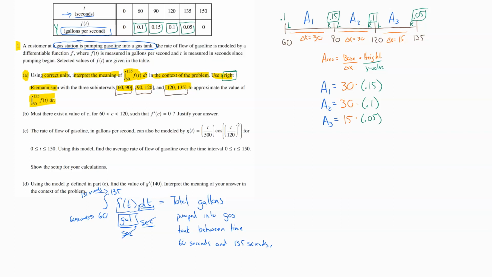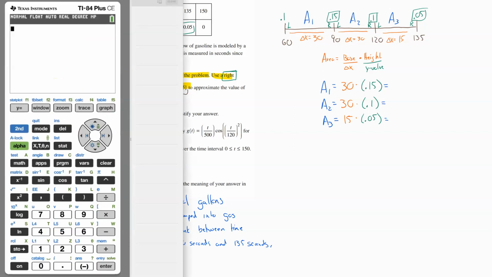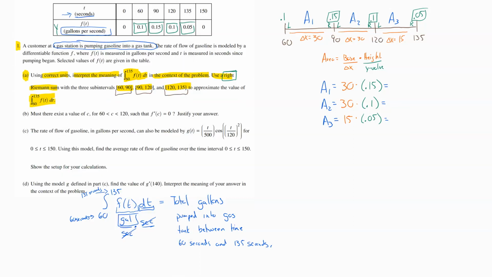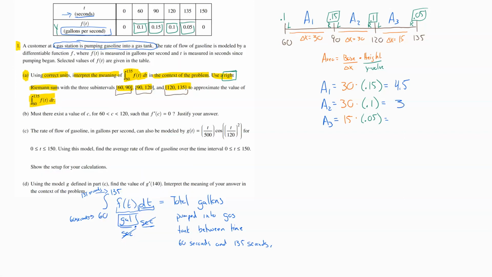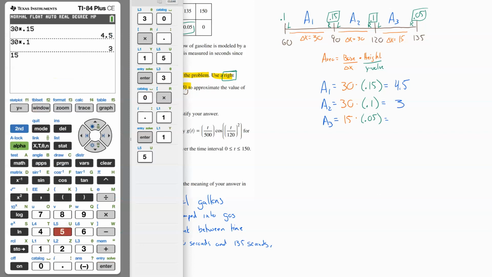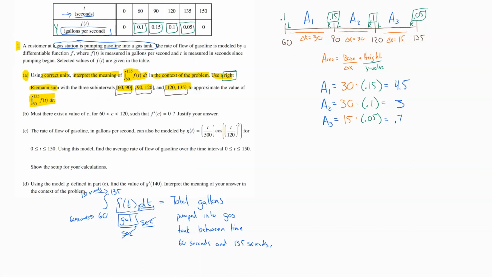Once you have those set up, now you go ahead and just multiply those things together. You might be able to do those in your head, but you're on a calculator required section, so you might as well take advantage of it. So 30 times 0.15 gets us 4.5. Then 30 times 0.1 is going to get us 3. And then 15 times 0.05 is going to get us 0.75.